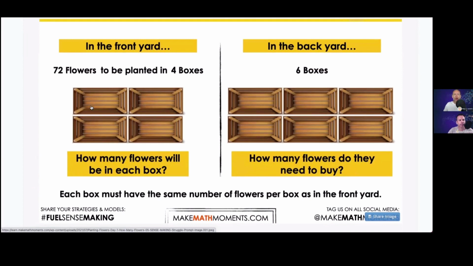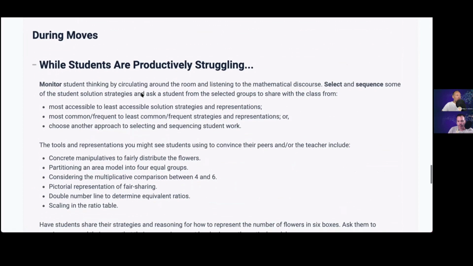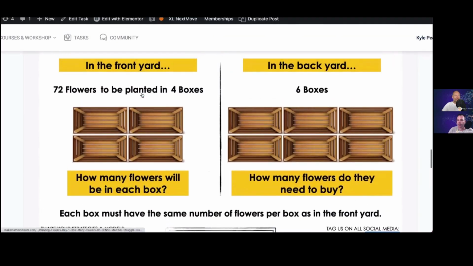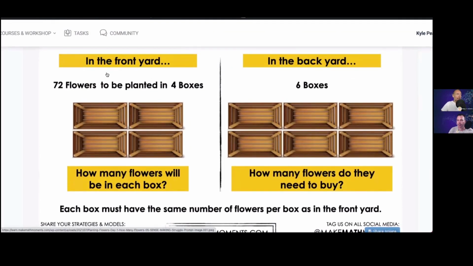Students will have different strategies. You'll let them share. Some students are skip counting. Other students have it as a known fact. Other students might be using other types of scaling scenarios like doubling. As we go into this particular task, the actual struggle prompt is about taking those 72 flowers and planting them in 4 boxes in the front yard.